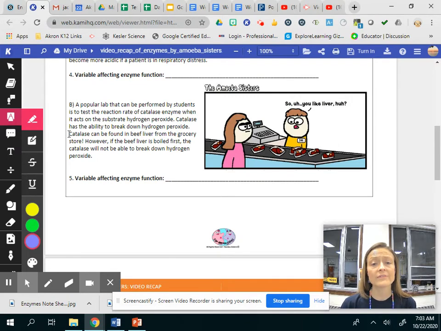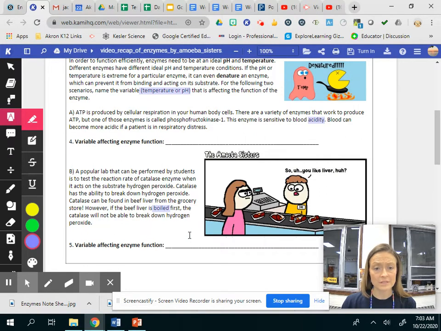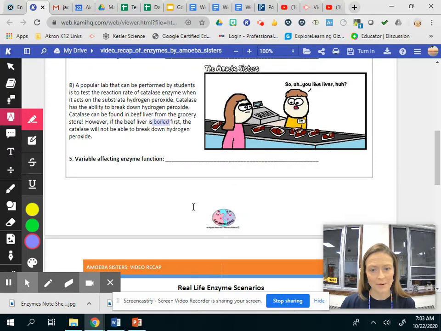However, if the beef liver is boiled first, the catalase will not be able to break down hydrogen peroxide. Well, boiled is going to be important for us to answer this question. So they did something to the liver, they boiled it. Is that relating to temperature or pH? Which variable is affecting the enzyme function? I'll leave that up to you to figure that one out.